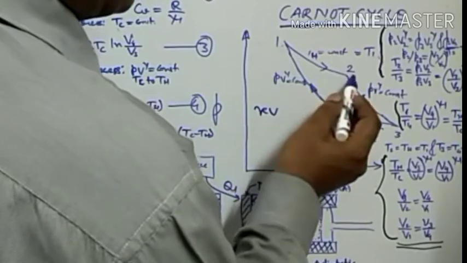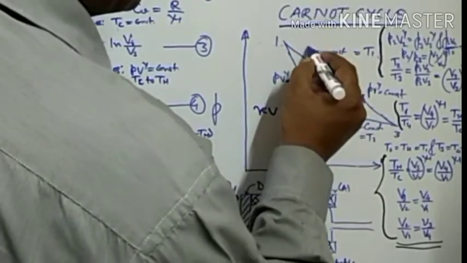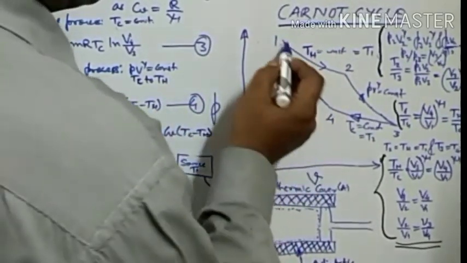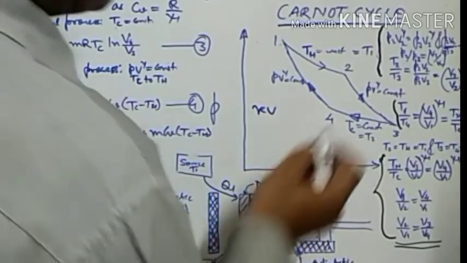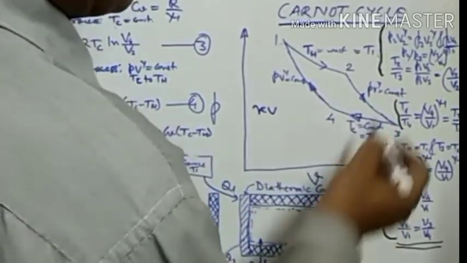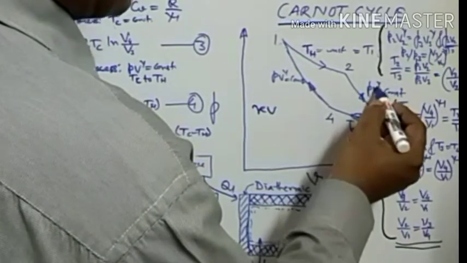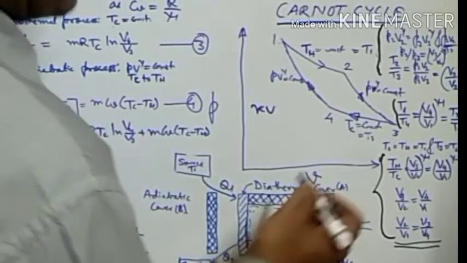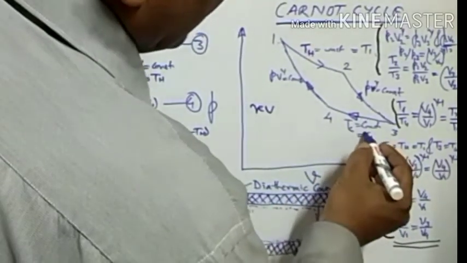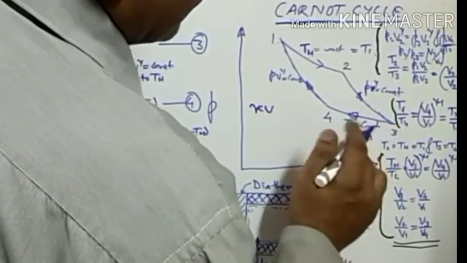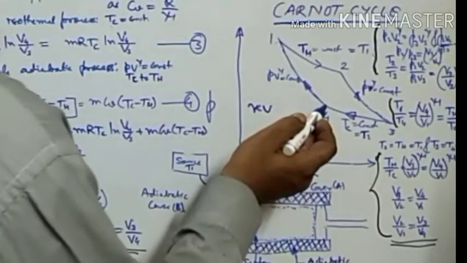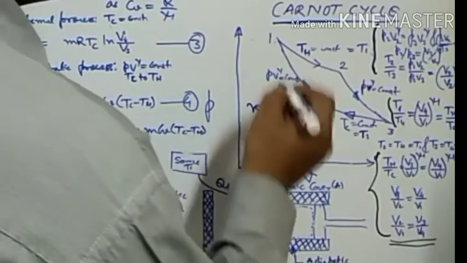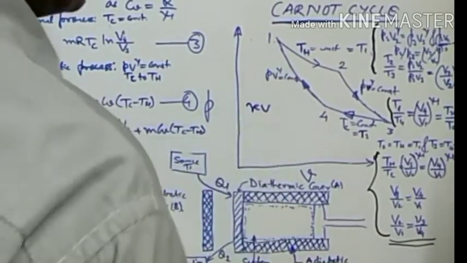The process 1 to 2 is a constant temperature process, and at this particular point the temperature is TH. So 1 to 2 is a constant temperature process, 2 to 3 is an adiabatic process, where PV to the power gamma equals constant, and 3 to 4 is again a constant temperature process or the isothermal process, and at this point the temperature is Tc, and process 4 to 1 is an adiabatic reversible process, where PV to the power gamma equals constant.